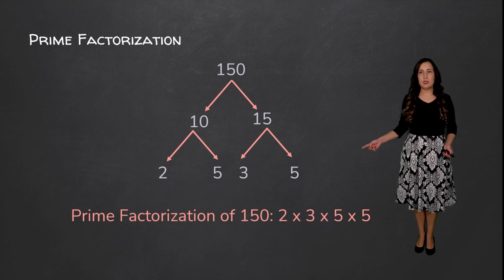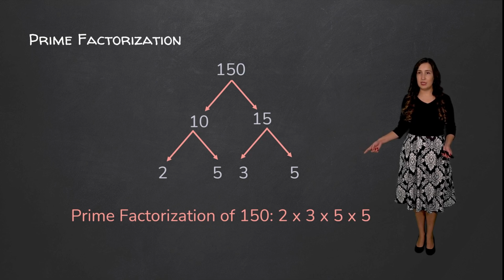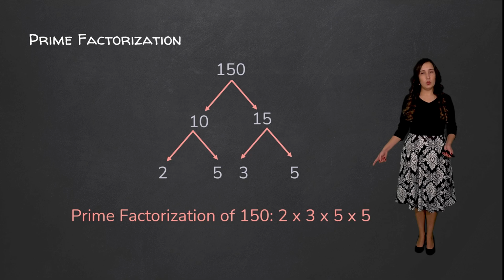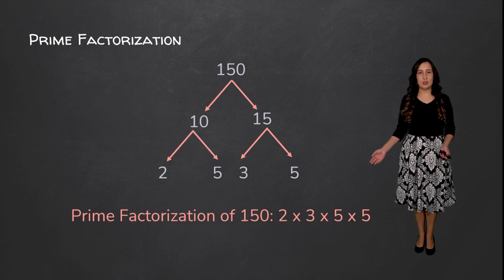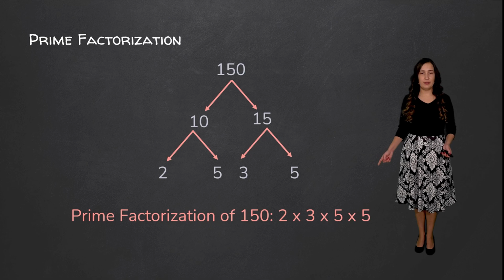Now all I did was take these last four numbers and write them in numerical order from least to greatest. And if we multiply all these numbers, we'll get 150. So for example, 2 times 3 is equal to 6. Then 6 times 5 is equal to 30. And then 30 times 5 is equal to 150. Okay? So this is the prime factorization of 150.